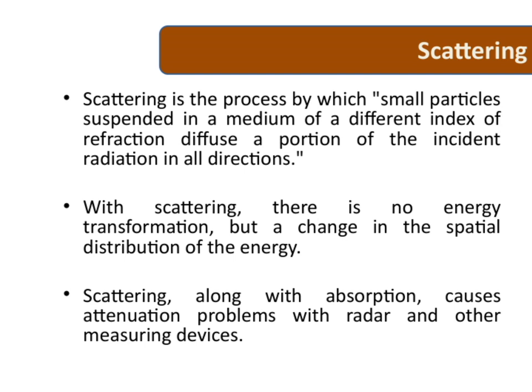This process, along with absorption, is a key reason why we encounter attenuation issues with radar and other measuring devices. When signals scatter or get absorbed, the received signal becomes weaker or distorted, which can impact the accuracy and reliability of measurements. Understanding scattering helps us better grasp how electromagnetic waves interact with different environments, which is crucial for improving radar performance and other remote sensing technologies.